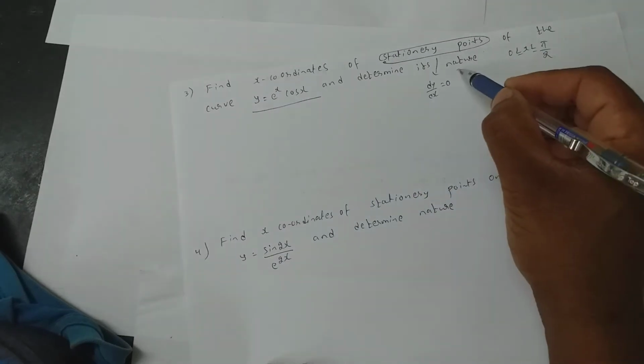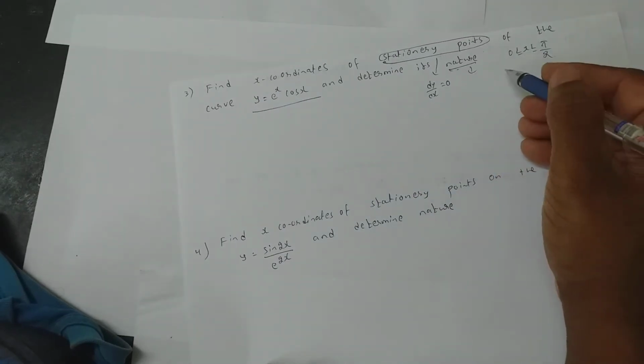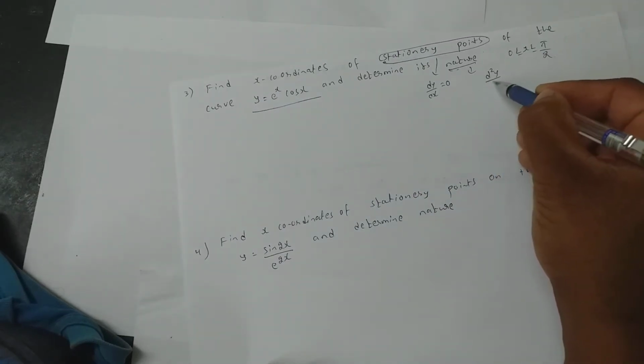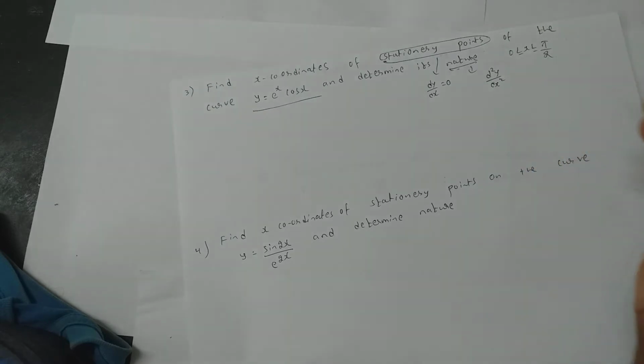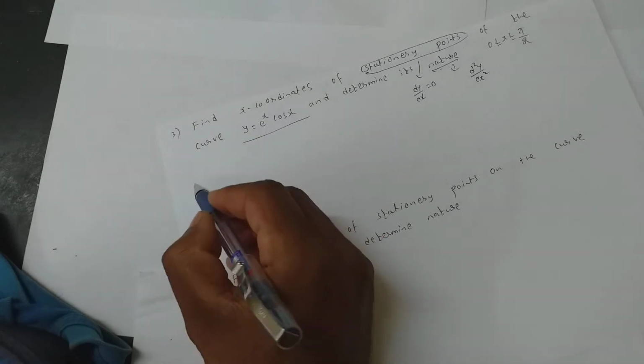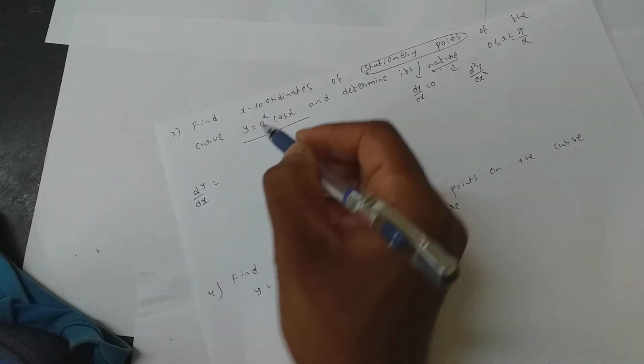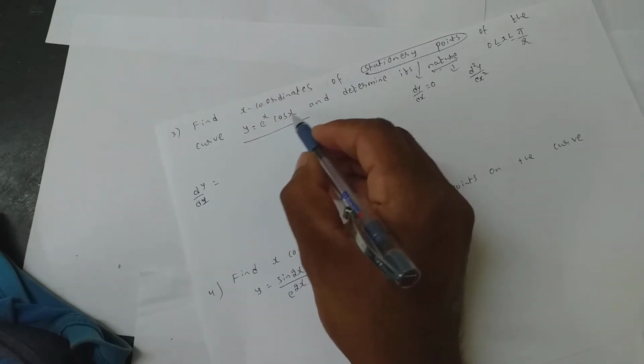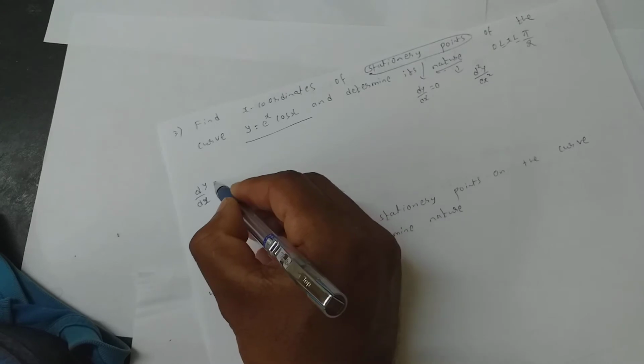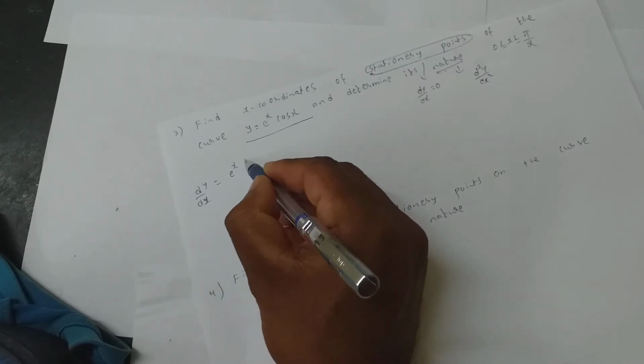And determine its nature. To determine the nature, what do I need to find? D square y by dx square. Clear enough? Okay, so let us start. So first is dy by dx. Again students, what is the catch here? Product rule is the catch. So use the product rule, differentiate one at a time.